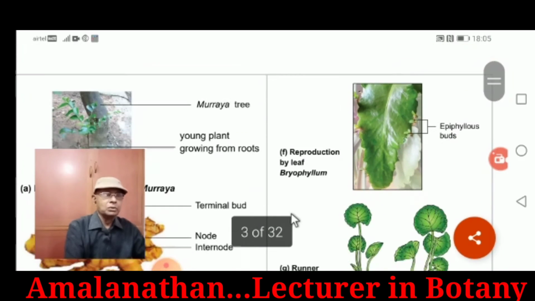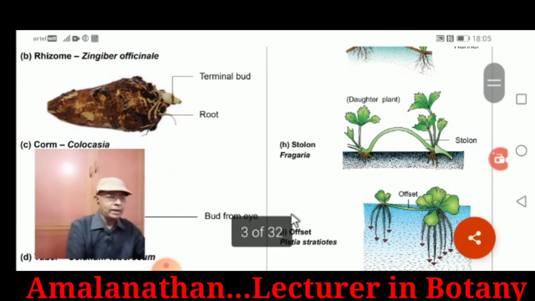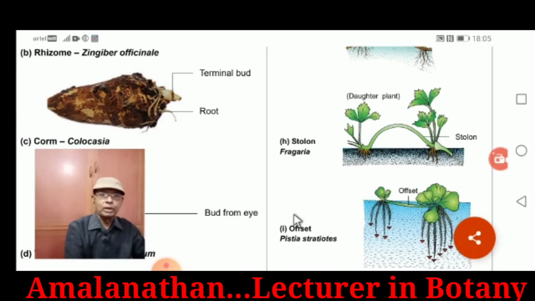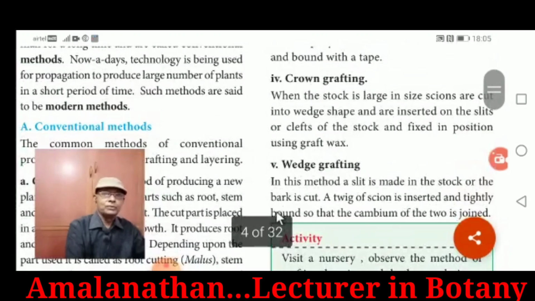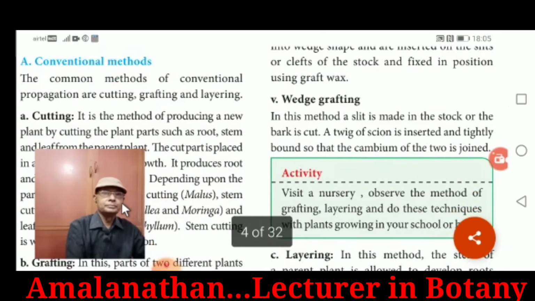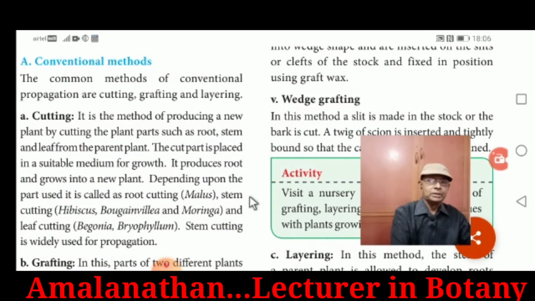It can be used only in eustelic condition with cambium in between xylem and phloem. What is eustelic condition? When the vascular bundles are arranged in the form of a ring just around the pith of the stem, that is called eustele. This method, grafting, is possible only in the eustelic condition. For example, in the case of citrus plant, mango plant, apple plant, the grafting method can be followed.